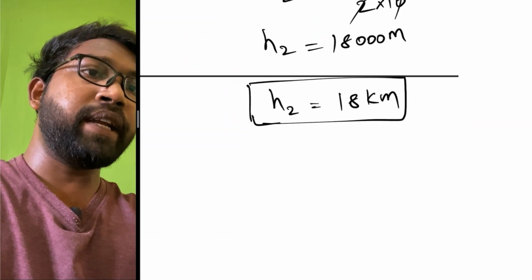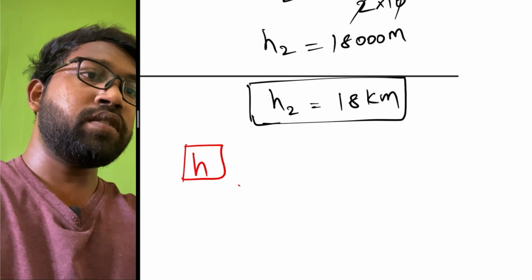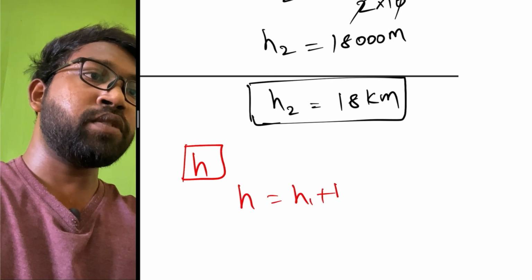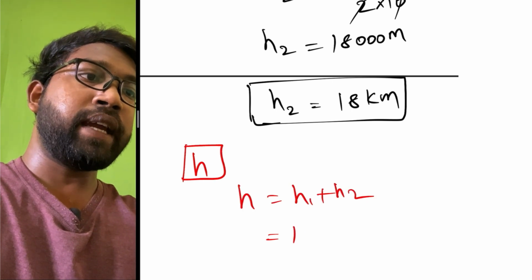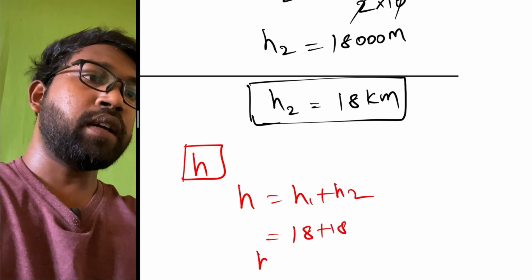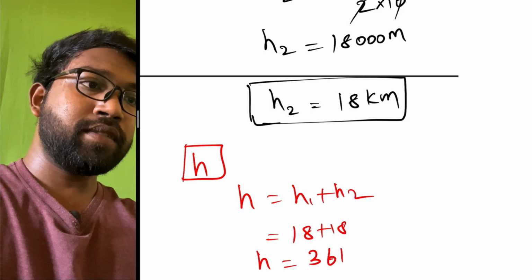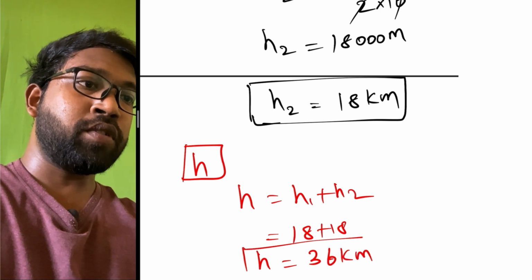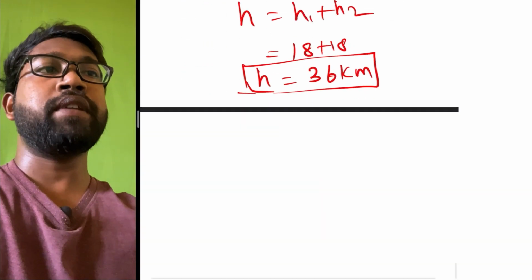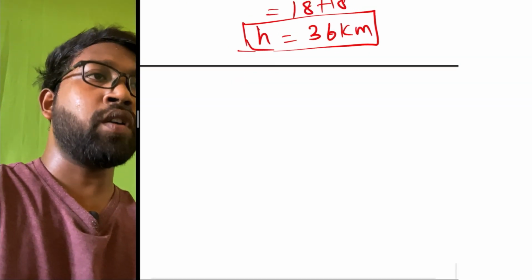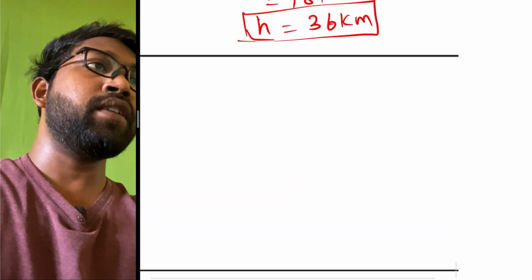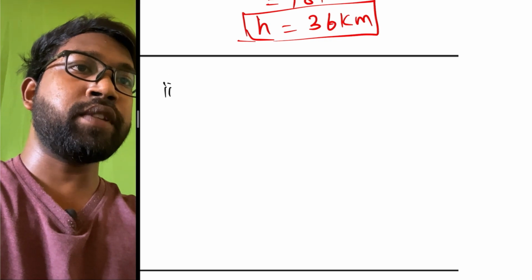So the maximum height it can reach, this is the first question, becomes H1 plus H2. We can say 18 plus 18. H is equal to 36 kilometer, right? So in this motion it can reach up to a maximum of 36 kilometer. Okay, so let me find the second question also. We will finish the session with this.